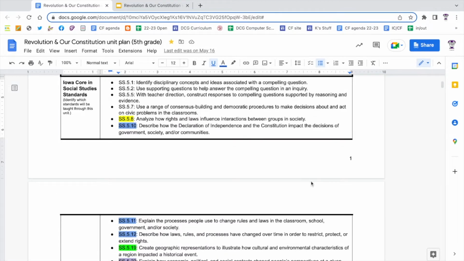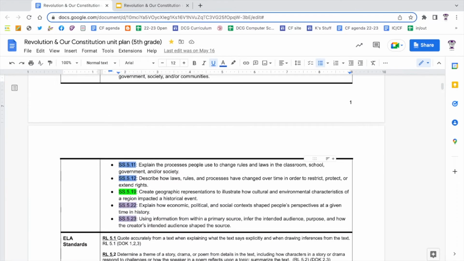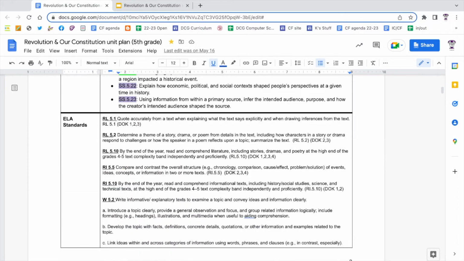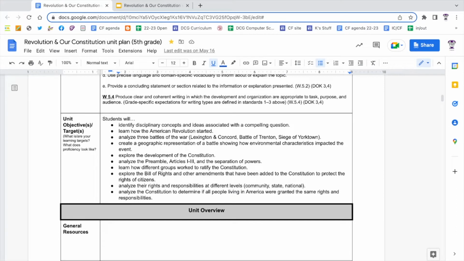Just like in the previous unit, we have a good collection of standards, including inquiry standards, behavioral science, civics, geography, and history standards. We also have ELA standards listed that correspond with the social studies unit. And then here are all our unit objectives and learning targets for the students. And as you can see, we focus a lot on the disciplinary concepts of the compelling question, a little bit to do with the American Revolution, and then we dig into the Constitution and this concept of rights and responsibilities.